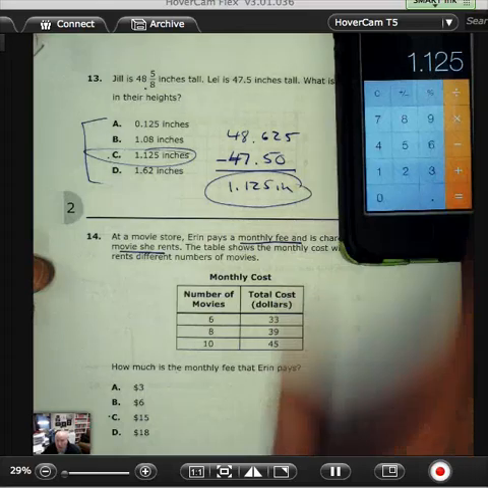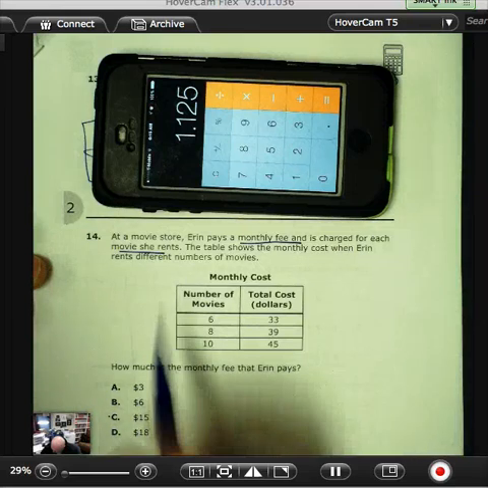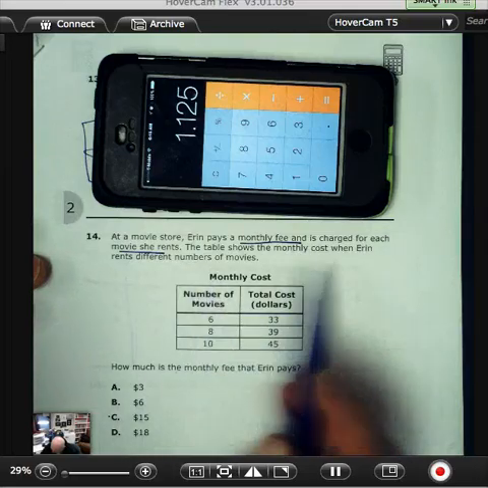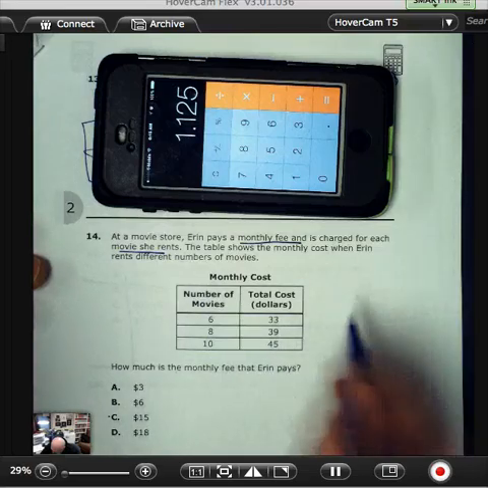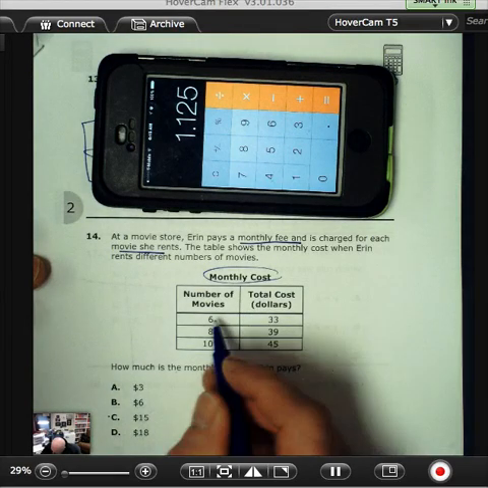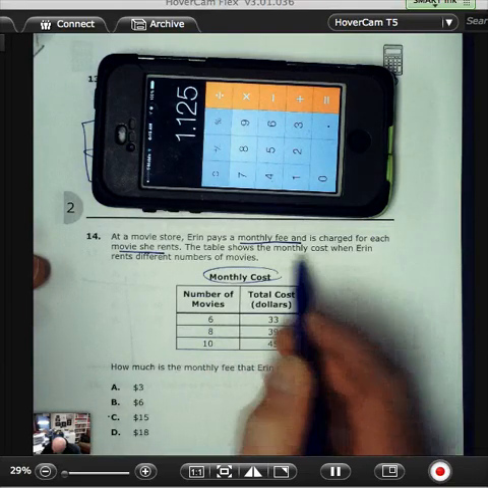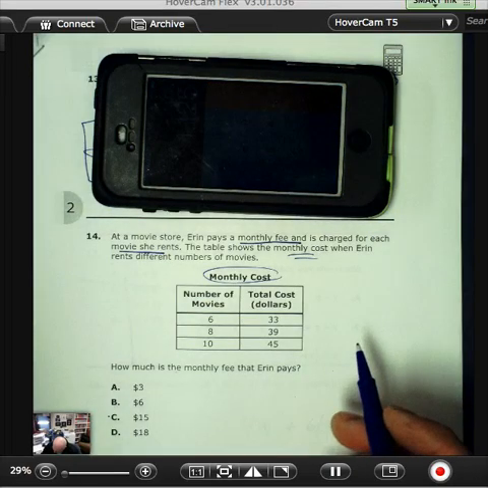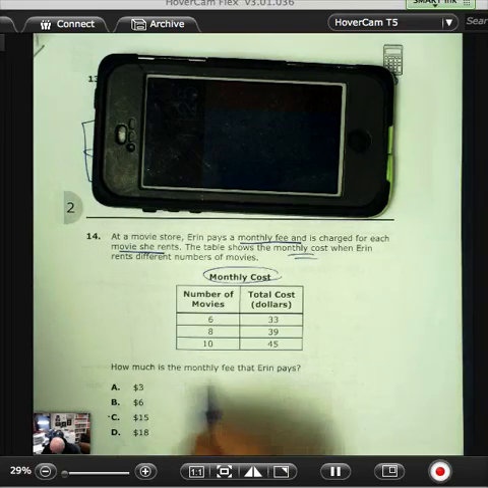The next one, probably the toughest problem in the pack thus far. At the movie store, Erin pays a monthly fee and is charged for each movie she rents. The table shows the monthly cost when Erin rents a different number of movies. So she's got a certain number of movies that she rents, so she has to pay some dollars for each movie, plus there's this monthly fee. So we're trying to figure out what the monthly fee is here.